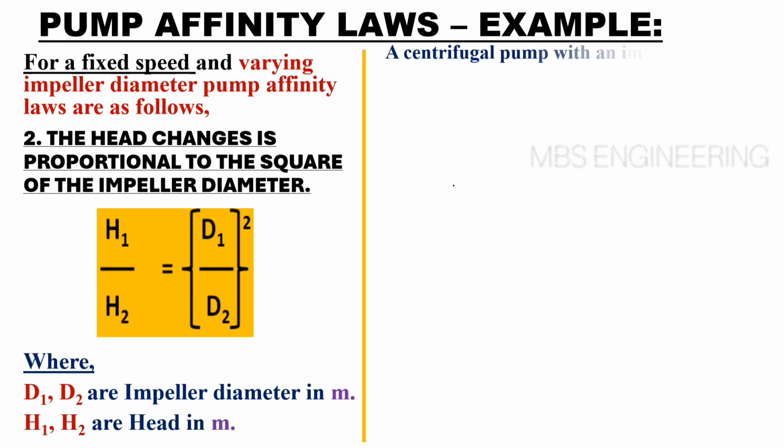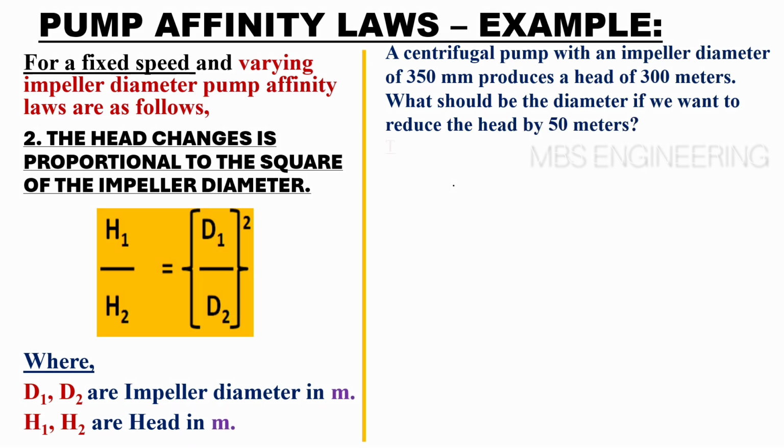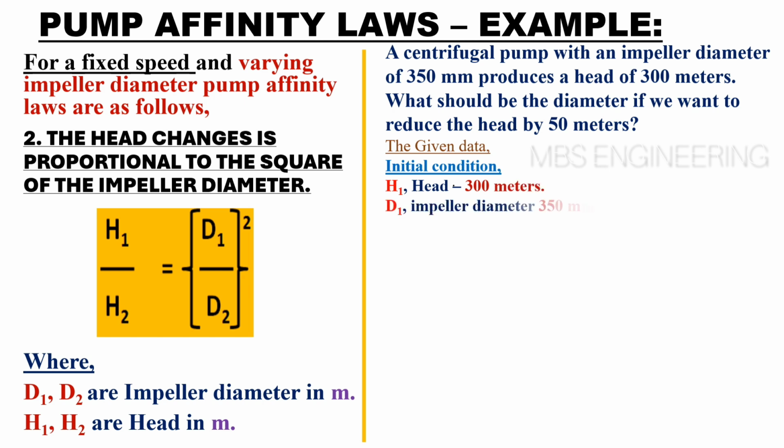A centrifugal pump with an impeller diameter of 350 mm produces a head of 300 meters. What should be the diameter if we want to reduce the head by 50 meters? Next, the given data. The initial conditions for the pump are as follows. H1 is the head, 300 meters. D1 is the impeller diameter, 350 millimeters, or 0.35 meters.